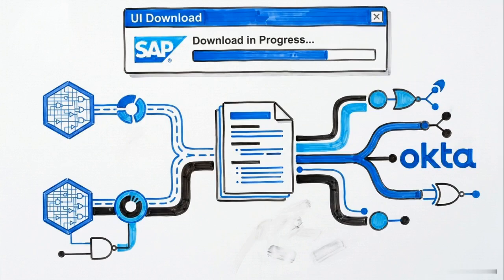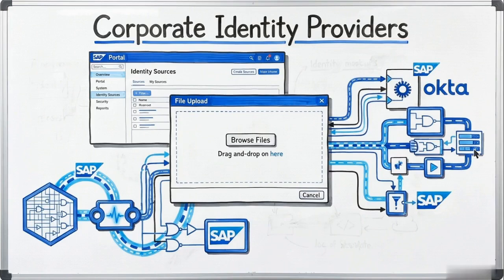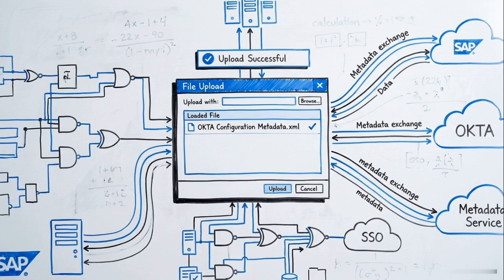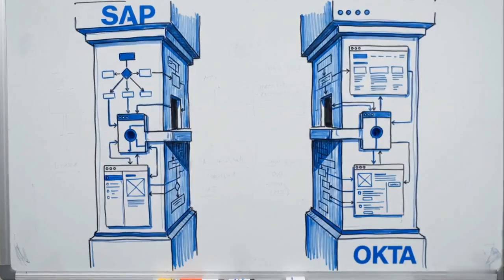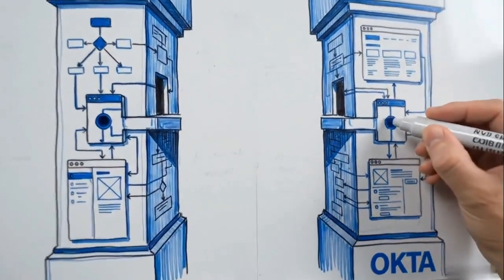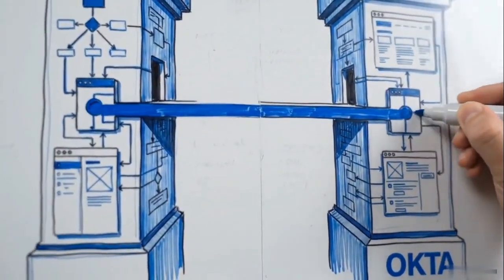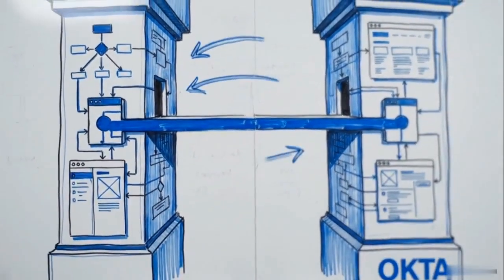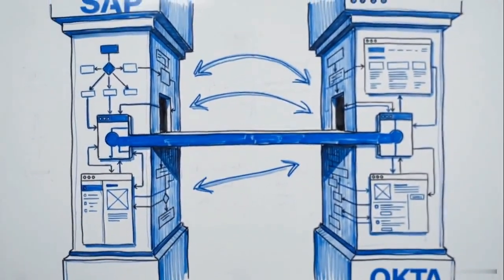Finish the Okta setup by exporting its configuration metadata as an XML file. Finally, close the loop. Return to IAS, create a new corporate identity provider, and upload the Okta XML file you just exported. Exchanging these files means IAS and Okta cryptographically trust each other. You have built a secure foundational bridge that any downstream SAP application can utilize.